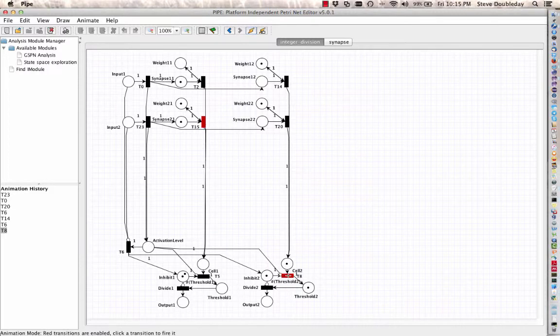The way this transition works is it's going to take one from each of the inhibit places and the cell places and propagate it over to this threshold place. And it'll keep doing that as long as both input places are marked.